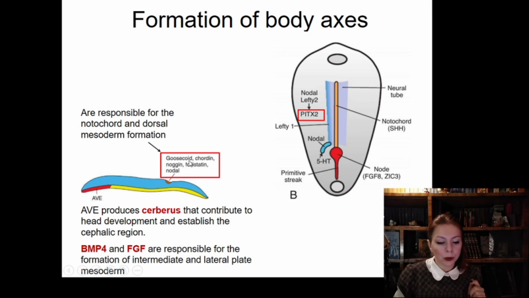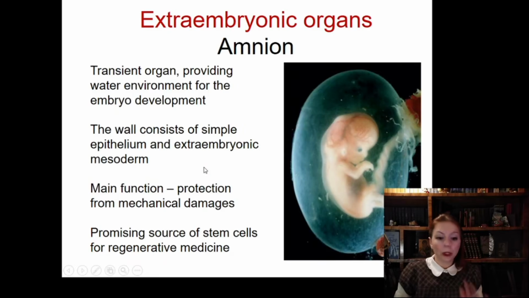Also, I forgot to say that the goosecoid gene is responsible for the formation of double-headed embryos in frogs and probably in humans. So this gene is also important to mention together with another set of genes. Okay, let's move on. And now, information important even to get the minimal mark.